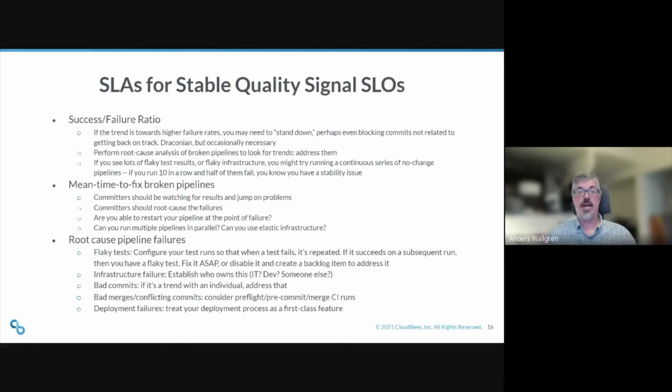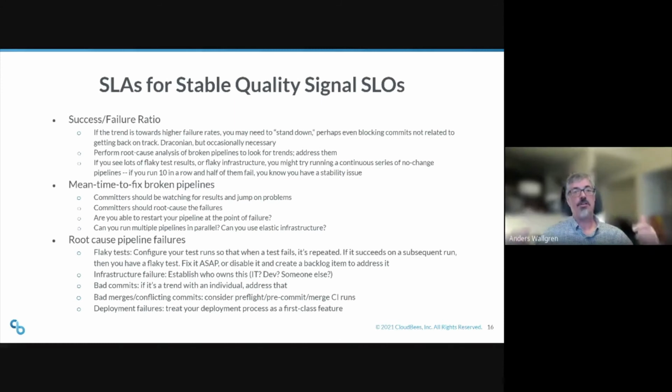You may need to go to that part, that painful part where you pull the fire alarm and say, okay, no commits that aren't related to fixing the current set of problems that we're experiencing are going to be allowed. It's draconian. Sometimes it's necessary.